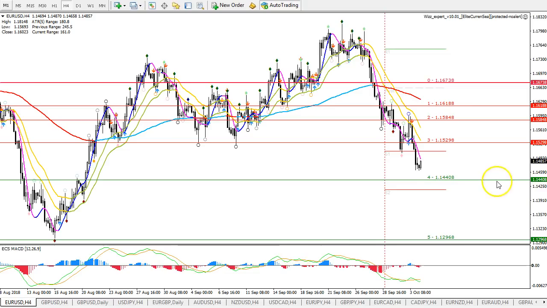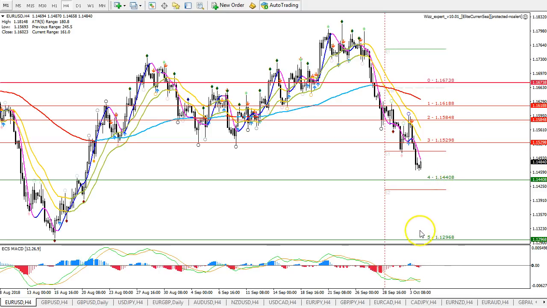Alright, let's start with the euro dollar. Price broke below the 115 round level, and looking at the WIS levels at least, which are based on Fibonacci sequence levels, you can see that 114.40 is the next target. If price breaks below that, it could fall even to the fifth level at around 113.